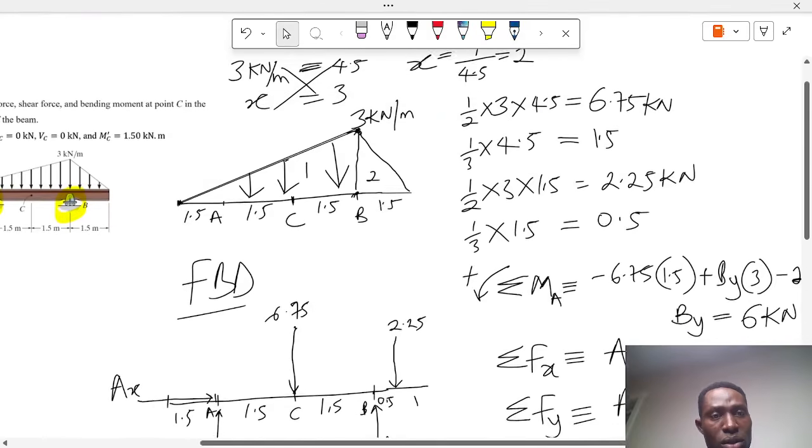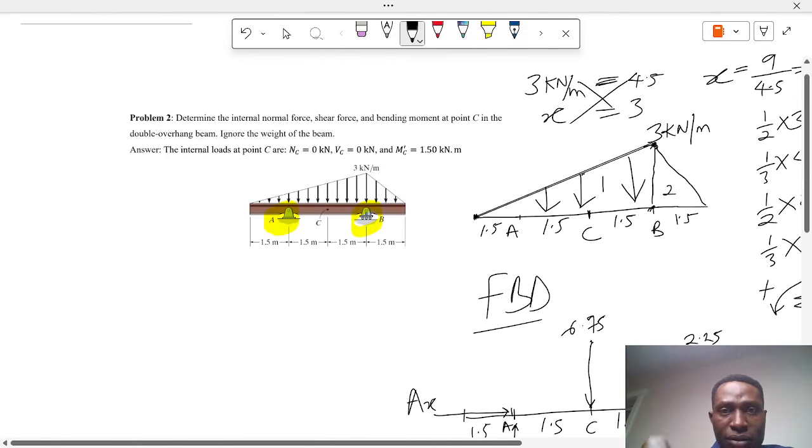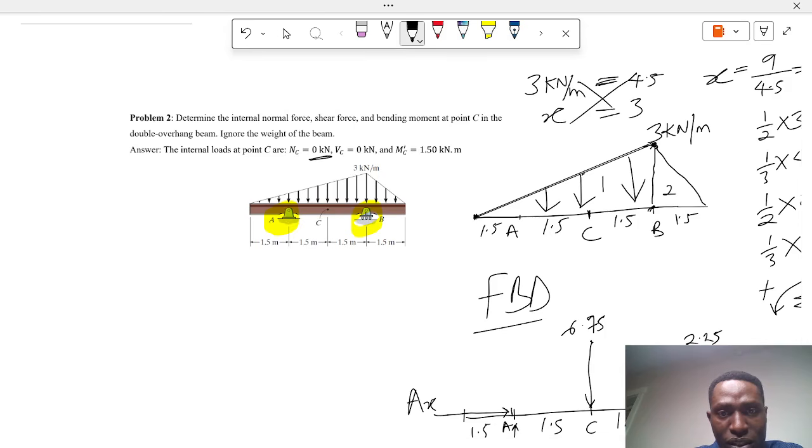So let us check the answers they gave. Remember, your NC is equal to 0 kilonewton, your VC is equal to 0 kilonewton, and your MC prime is equal to 1.5 kilonewton meters.